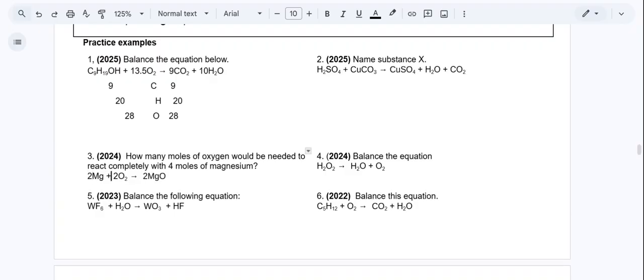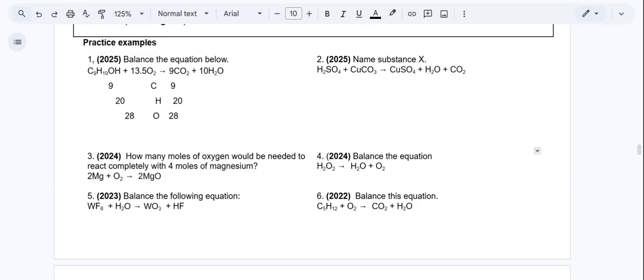This one's a little bit tricky because you might be thinking, well, a mole of diatomic oxygen contains 2 oxygens, but we are still saying for this balancing equation, we're talking about the number in front. So how many moles you would need? 2 moles.